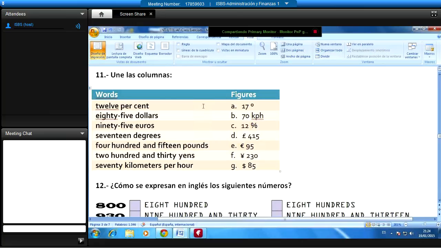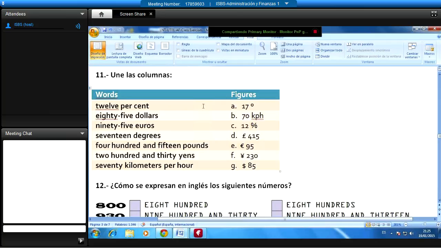What about this one? 70 kilometers per hour. Kilometers per hour. If you have mph, it's miles per hour. Then we have 12 percent. 12%. American English, percent together. So in American English, they write it as one single word.